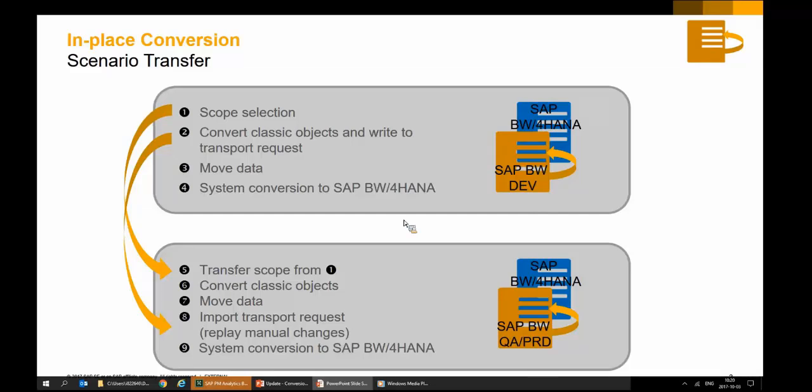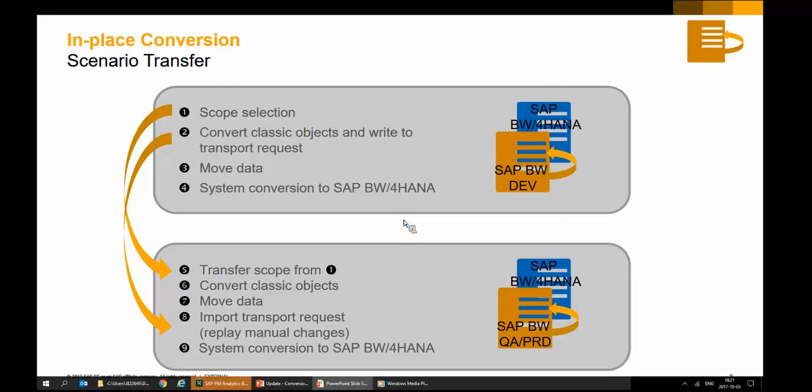Now, how does it work to get this change from one system in your landscape to the next one? Well, first, you would make one of these scenario transfers in your development system. For example, you would take one of your data flows and convert the objects into HANA optimized objects. At that time, they're also written into a transport request. The remodeling also takes over the data. So we take the data out of an InfoCube and automatically put it into a new advanced DataStore object. And you keep doing that until everything is done.